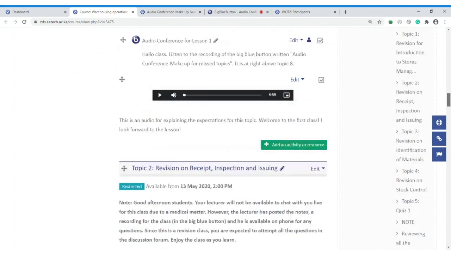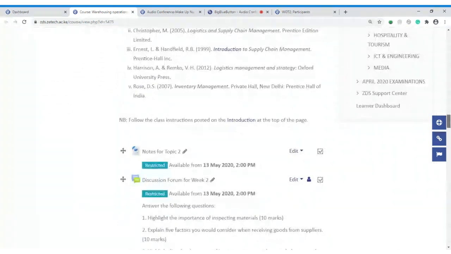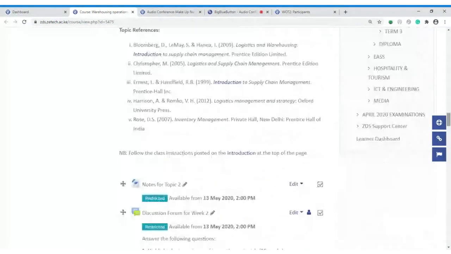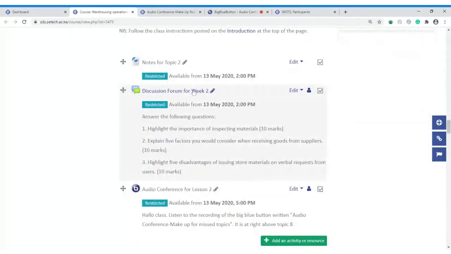And then below that, you can see topic 2, revision on receipt, inspection, and issuing. Then we have again an introduction. We have notes for anybody who needs notes. These are the notes. And then we have a discussion forum for week 2. They also did that one.